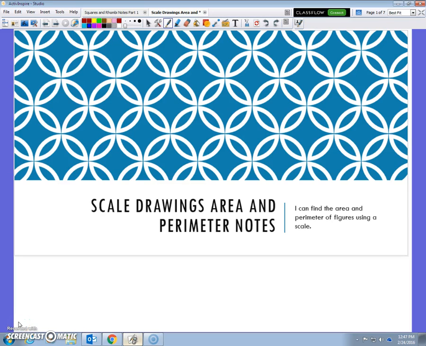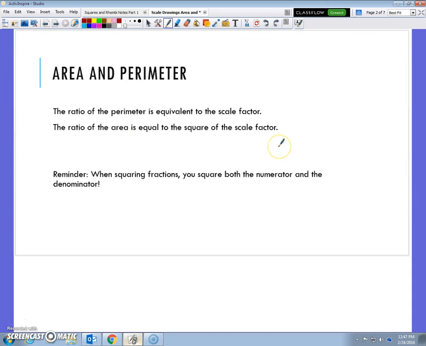This is Mr. Gillum, and today we're going to talk about scale drawings again, and we're actually looking into some area and perimeter. You're going to find there are some relationships between the scale factor, the area, and the perimeter, and it's going to help you solve some of these problems a little quicker and more efficiently. It says the ratio of the perimeter is equal to the scale factor, and the ratio of the area is equal to the square of the scale factor.